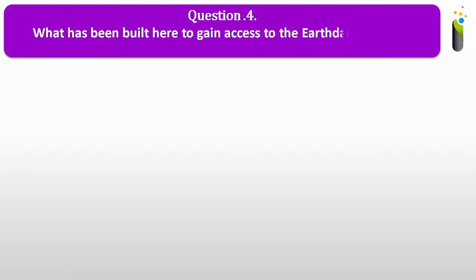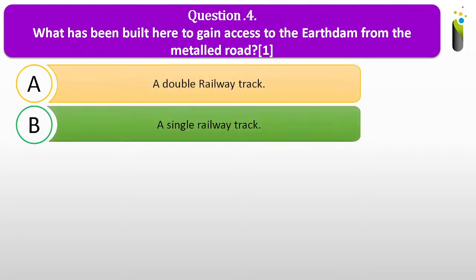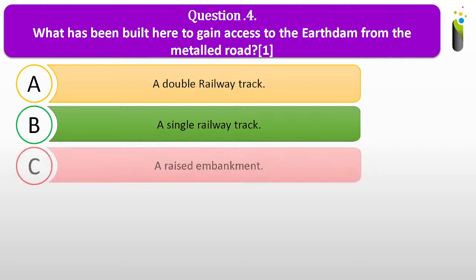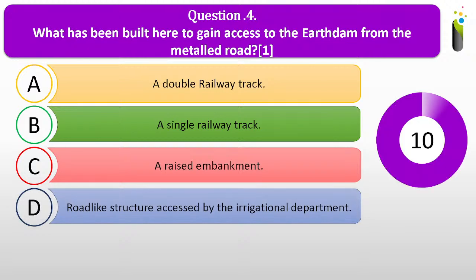And the question is, what has been built here to gain access to the earth dam from the metalled road? And your options are A, a double railway track. B, a single railway track. C, a raised embankment. D, road-like structure accessed by the irrigational department.